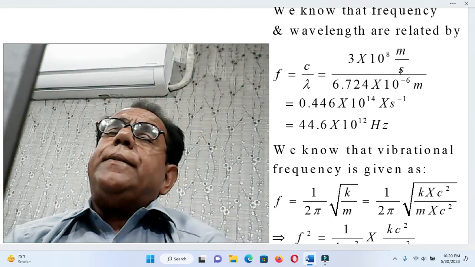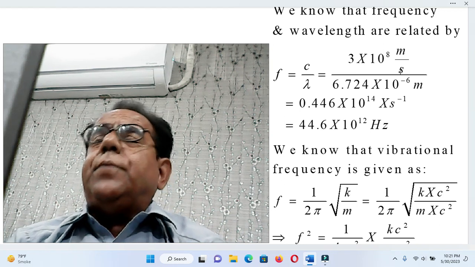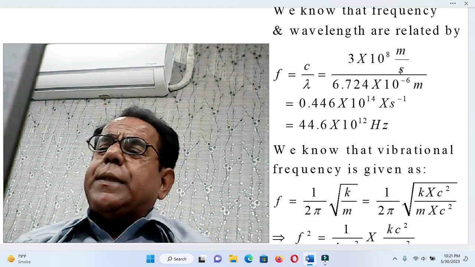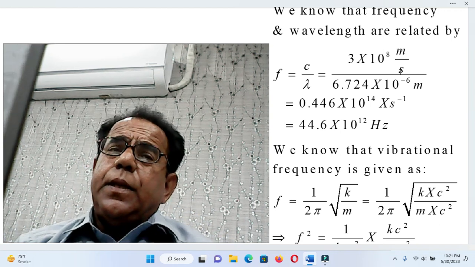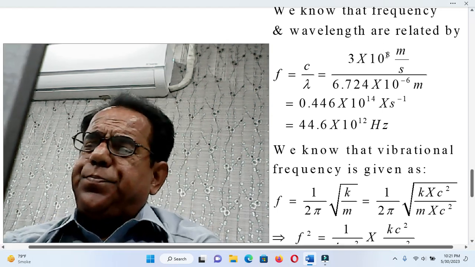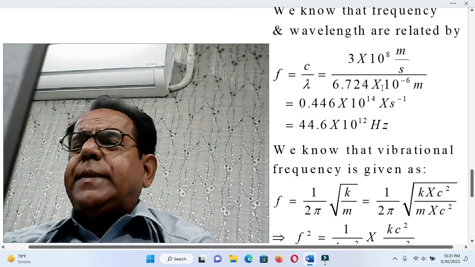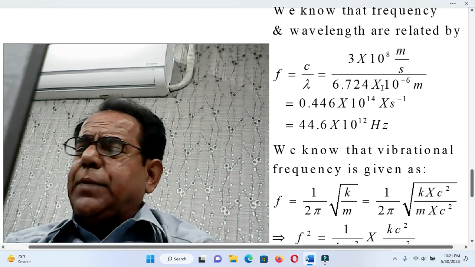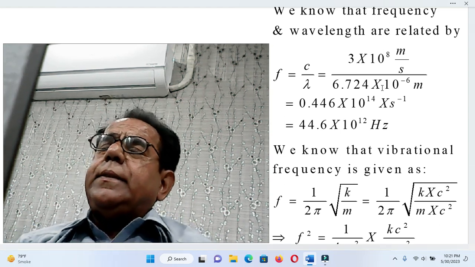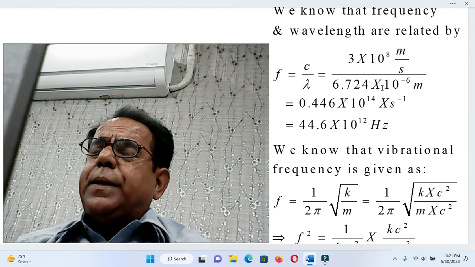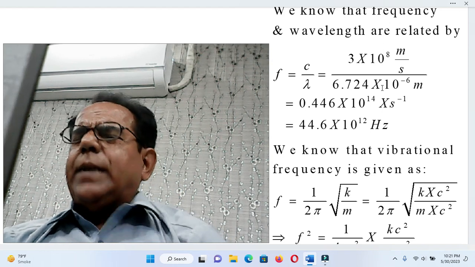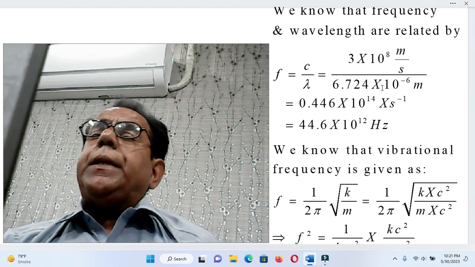Dear students, what is hertz? Hertz is second inverse. In place of hertz, per second can also be written, but hertz means cycle per second. We know that frequency is given in terms of hertz, and 1 hertz is equal to one cycle per second. Rather, number of cycles per second.